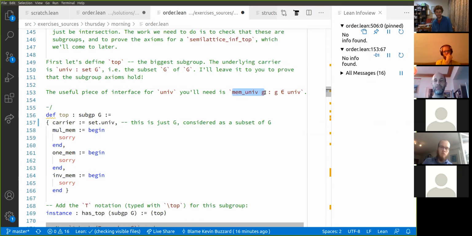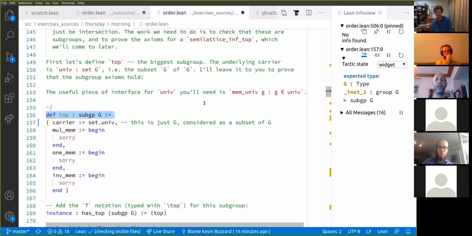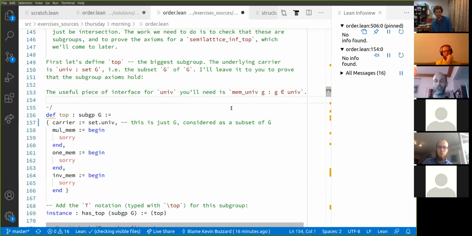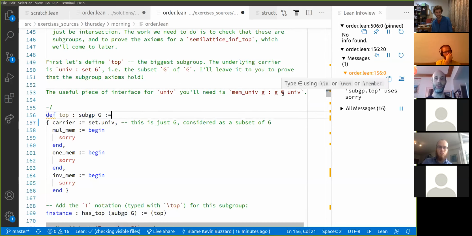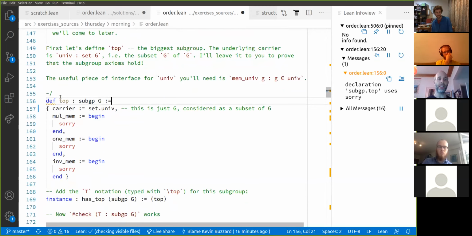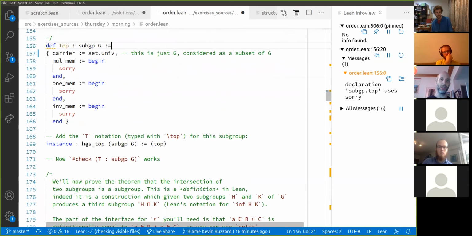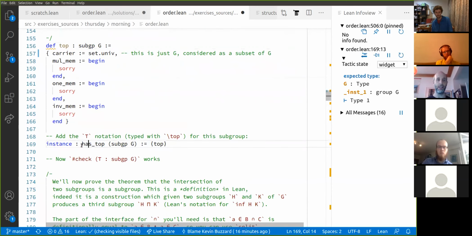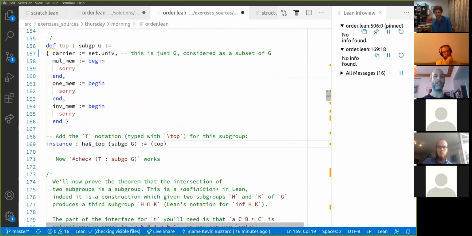I'm making the interface for subgroups, but let's just assume that we have the interface for subsets. So mem univ G is the theorem in Lean's set library that says that every element of G is in the universal subset. So that's how we make top. And now here's some type class notation. This is a notational type class has top.